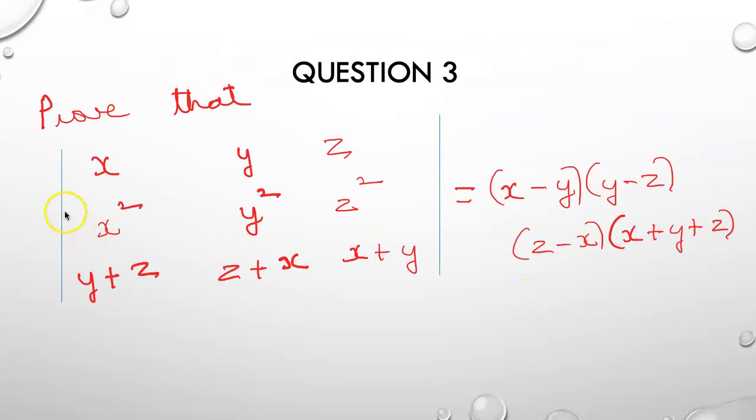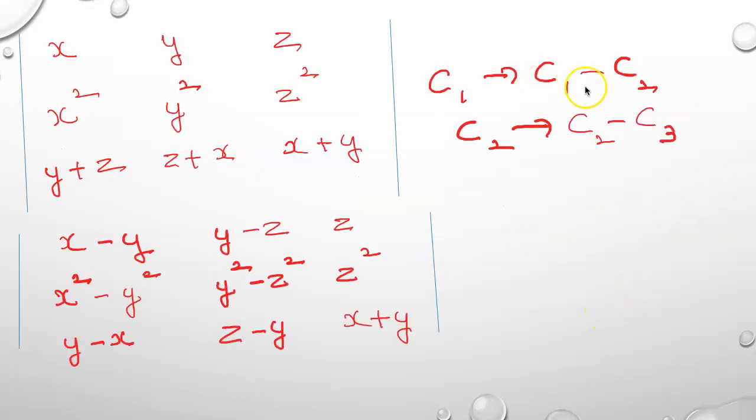Next question. Prove the determinant of x, y, z, x squared, y squared, z squared, y plus z, z plus x, x plus y is x minus y, y minus z, z minus x, x plus y plus z. So we do C1 minus C2, C2 minus C3. So I get x minus y, x squared minus y squared, y minus x, y minus z, y squared minus z squared, z minus y. The third column remains unchanged.